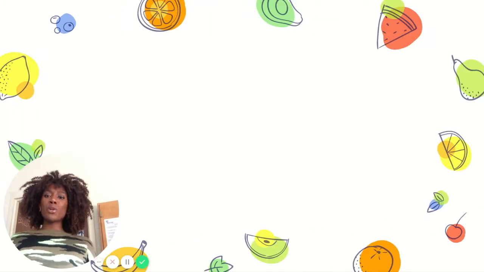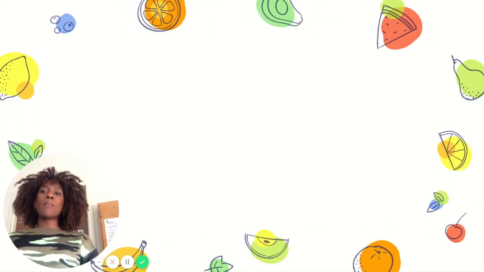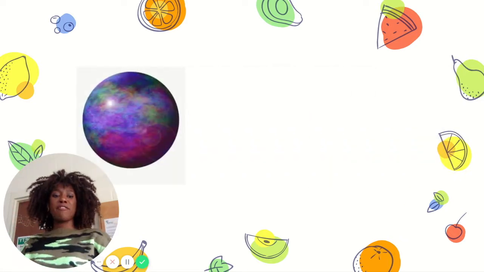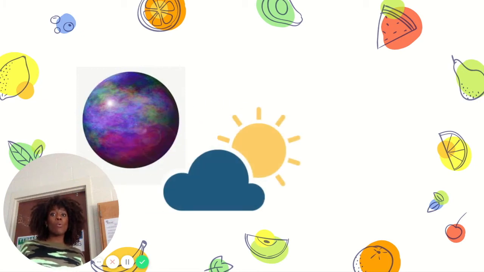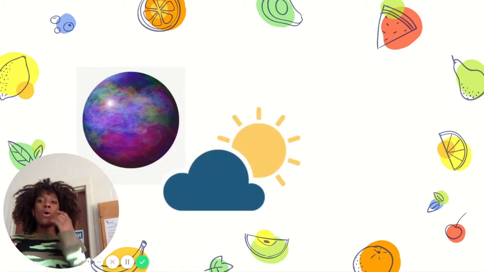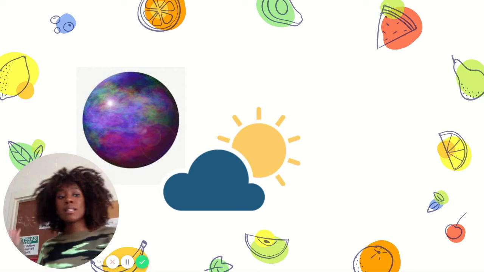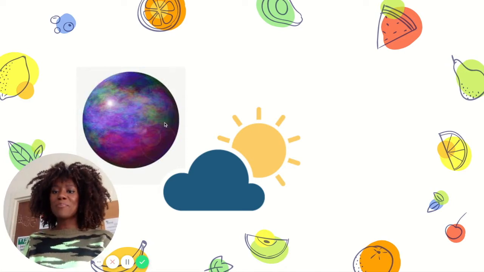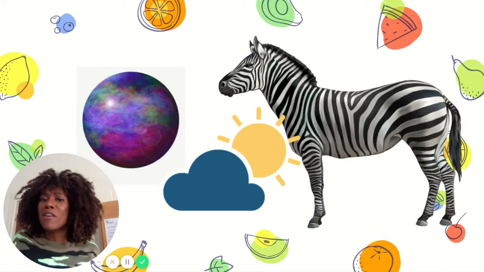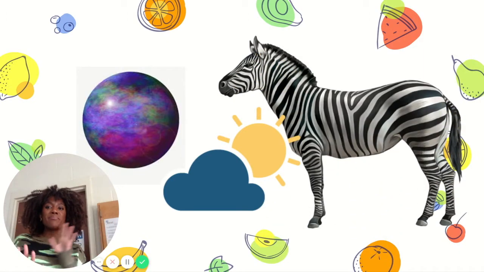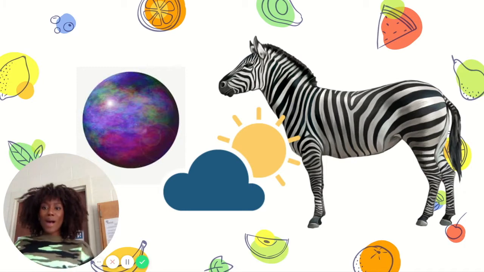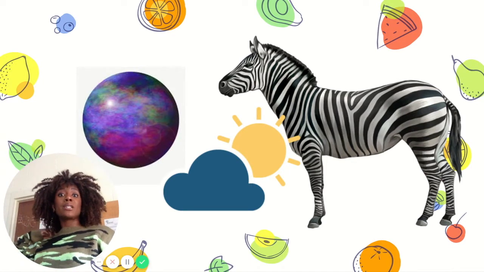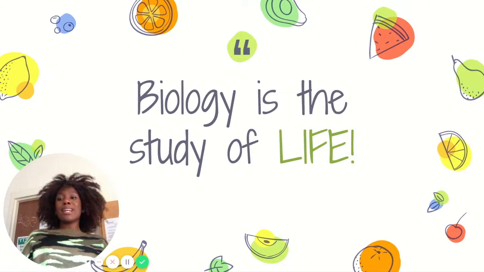Okay, so in your middle school and elementary school science classes, you probably learned about planets and the solar system and all of that fun jazz. You might have also learned about weather, about climate, about how the sun does whatever it does and the clouds do whatever they do. You probably even learned a little bit about various animals, right? Well, in biology, we're going to learn about some of these different things because biology is the study of life.